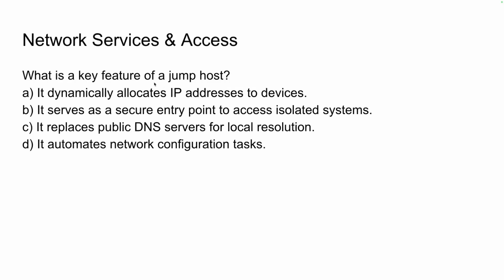What is a key feature of a jump host? It dynamically allocates IP addresses to, that's DHCP. It serves as a secure entry point to access isolated systems. I mean, that's the answer. It replaces public DNS servers for local resolution. Replaces public DNS servers. I'm trying to figure out what that would be. It automates network configuration tasks. That is also not the case. So serves as a secure entry point.